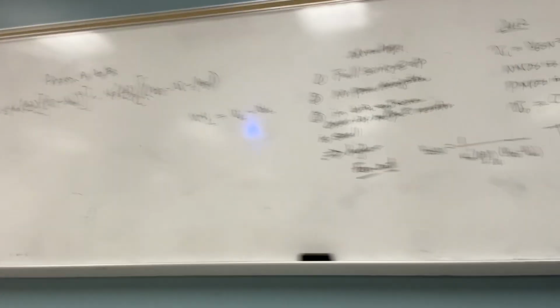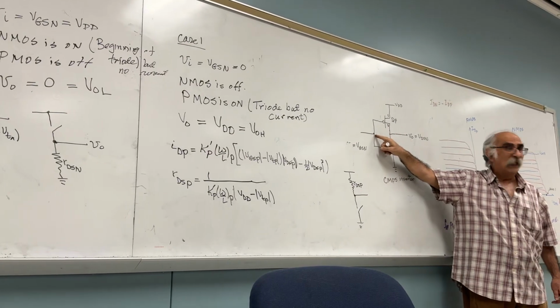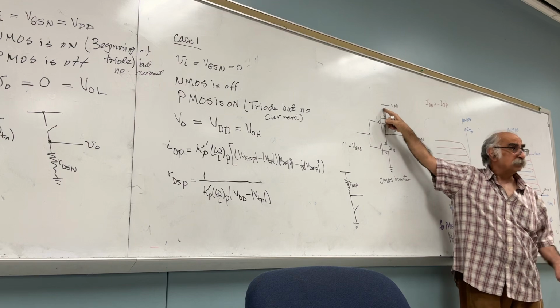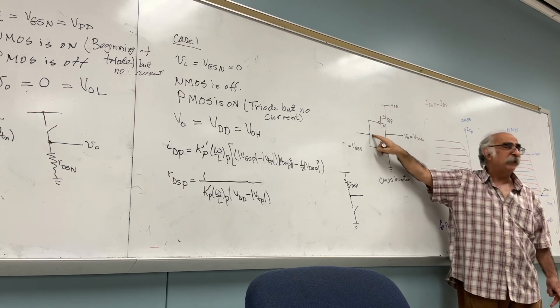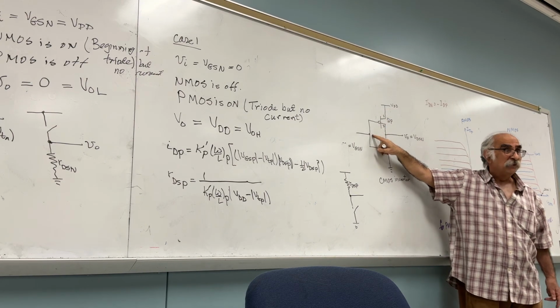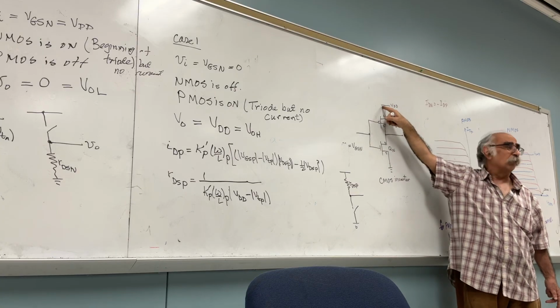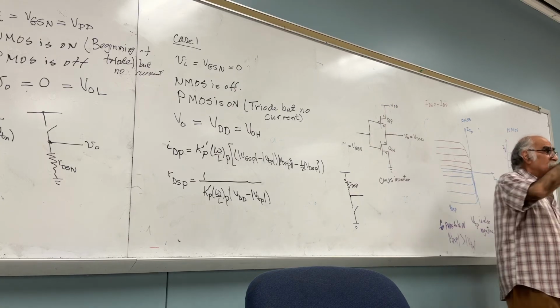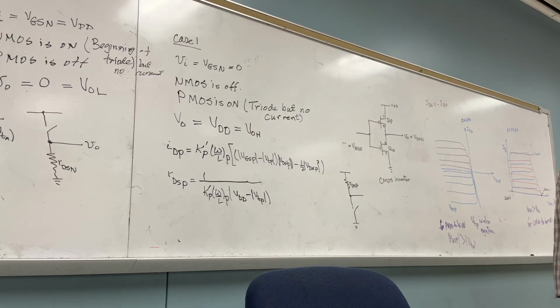VGSP is the voltage between what? The gate and the what? The source. Agree? What is the voltage at the gate? Vin. Yes? What is the voltage at the source? VDD. Which means what? It's Vin minus what?